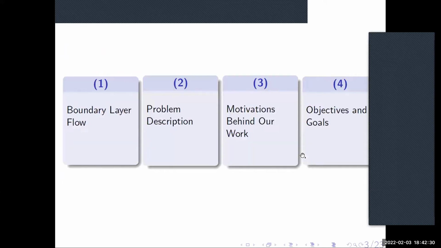Let's begin with introduction. And first of all, we will discuss about boundary.